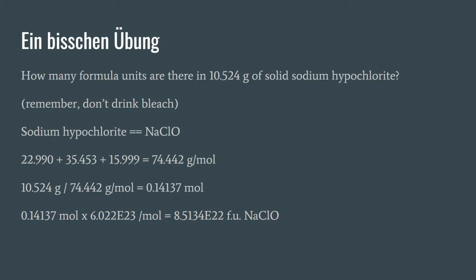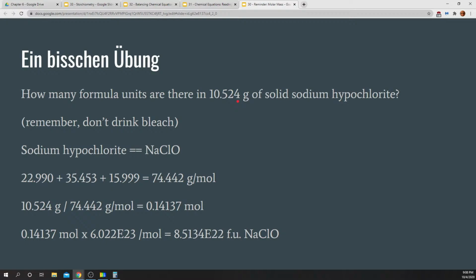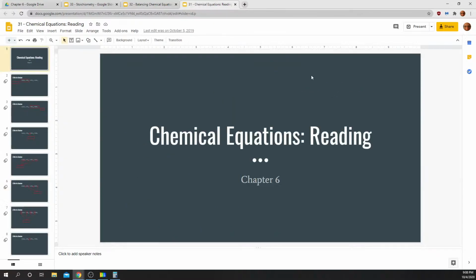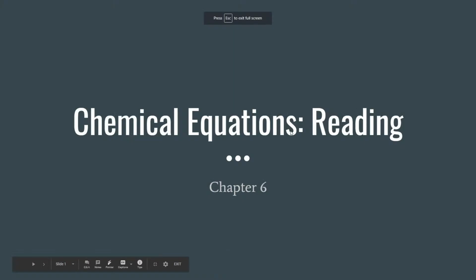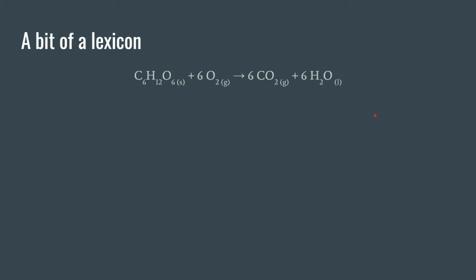All right, so now let's go ahead and carry on with the real start of Chapter 6, Chemical Equations. This is where we are going to start getting into the stuff that really looks like chemistry for most people. Okay, chemical equations. We're going to do some reading of chemical equations. Chemical equations are sort of like a sentence, and we're going to go over some vocab and what these things represent and how we can read them.